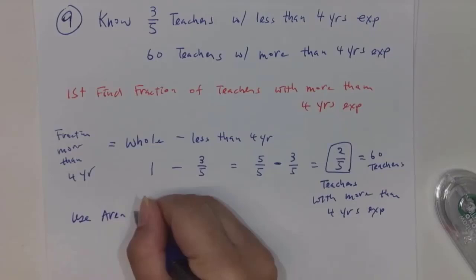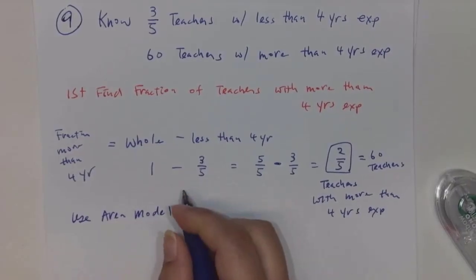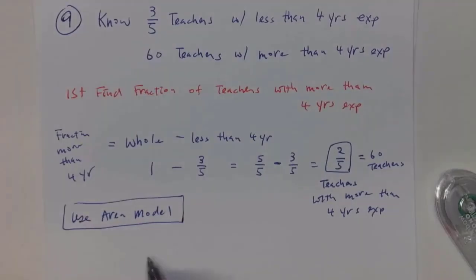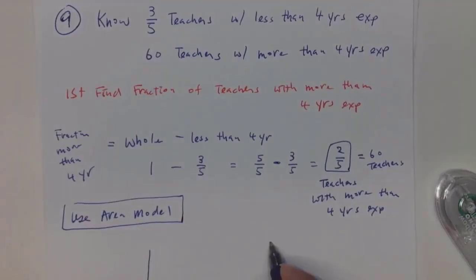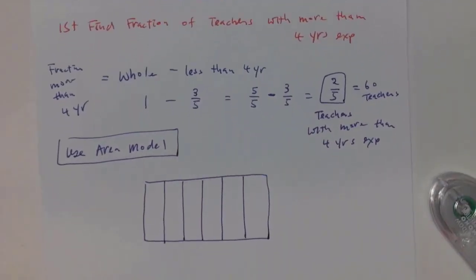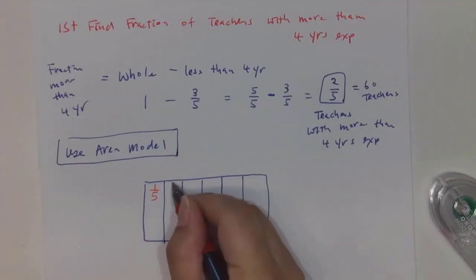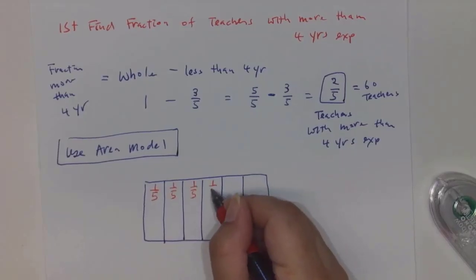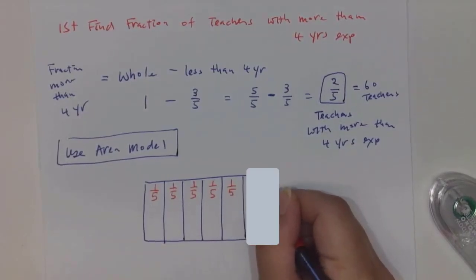We can do an area model, because I don't want to draw 60 teachers, okay? It's going to be too much. So I'm going to have a big box, because the denominator is 5, so I can cut it into 5 equal parts. Okay, that's my best attempt for 5 equal parts. And each part I can label as 1/5, 1/5, 1/5, 1/5, 1/5.